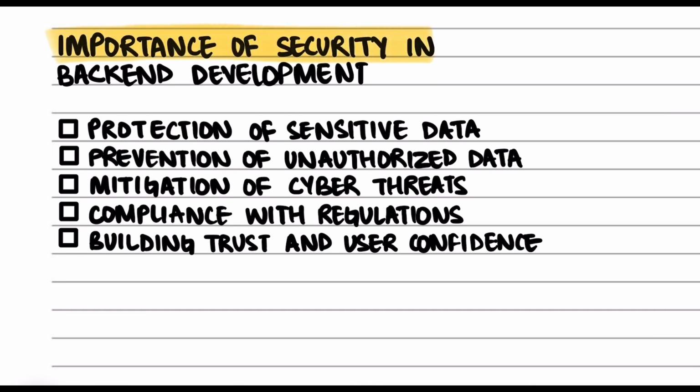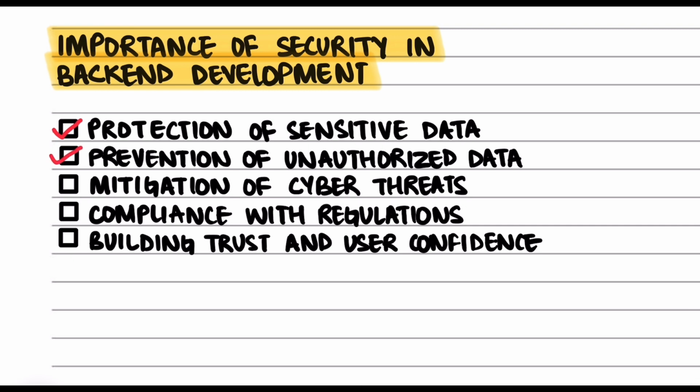Security is of paramount importance in backend development, and it plays a critical role in ensuring the overall integrity, confidentiality, and availability of an application. Let's look into the several key reasons why security is crucial in the backend development. Protection of sensitive data. Security measures in the backend safeguard sensitive user information such as login credentials, personal details, and financial data, preventing unauthorized access and potential data breaches.